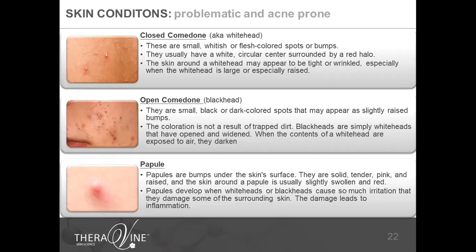So let's have a look at your different types of acne. And what do we see on the skin? So you get a closed comedone, basically what we call a whitehead. They're small whitish or flesh-colored spots, just like a little bump on the skin. They usually have a white circular center surrounded by a red halo. The skin around a whitehead may appear to be tight or wrinkled, especially when the whitehead is large, or especially if it's quite raised.